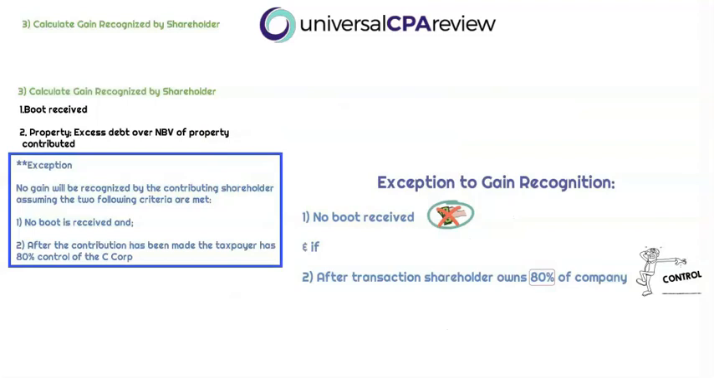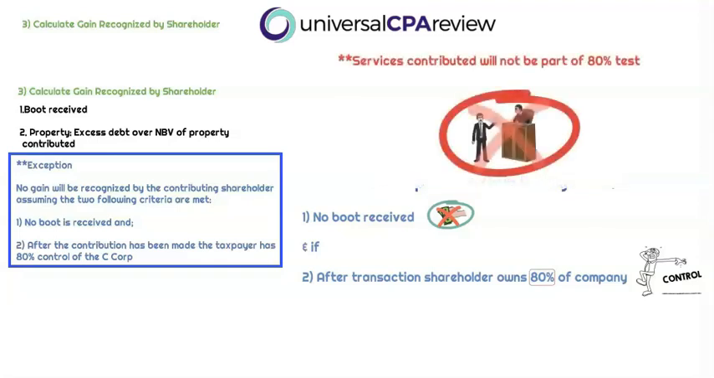Generally what we're going to focus on here is going to be the 80% control test. In order for the taxpayer to avoid paying tax on the gain, they must have not received boot, and after the transaction has finalized, they must now own over 80% of the C corporation. Something else that's important to note, services contributed are not going to go towards this 80% test.